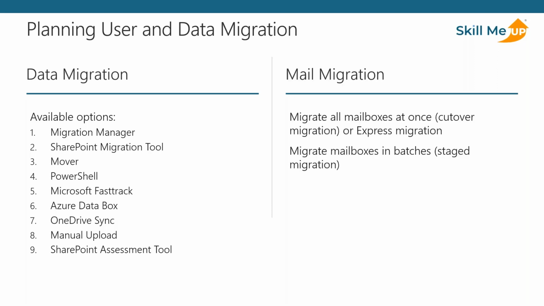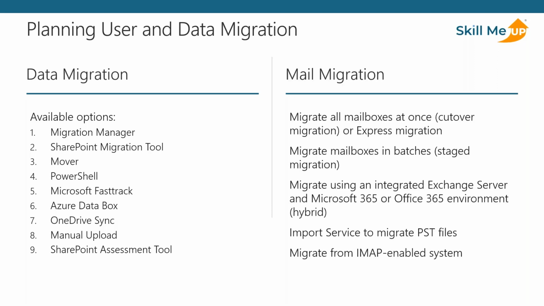Now, if you're migrating mail, there's a series of options that are currently available. You can migrate all mailboxes at once. That's what's called the cutover migration. So you basically just move them straight over. You've got migrate mailboxes in batches. That's the staged migration. You can migrate using an integrated Exchange server and Microsoft 365 or Office 365 hybrid.